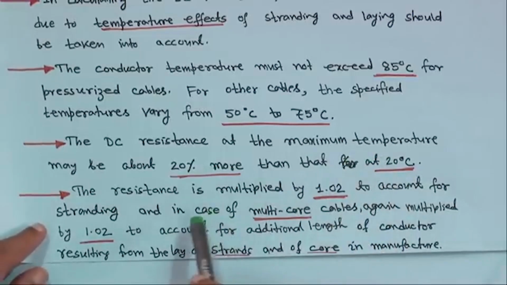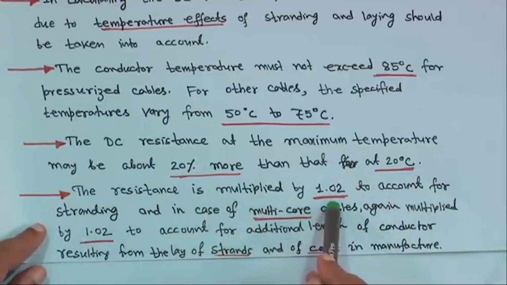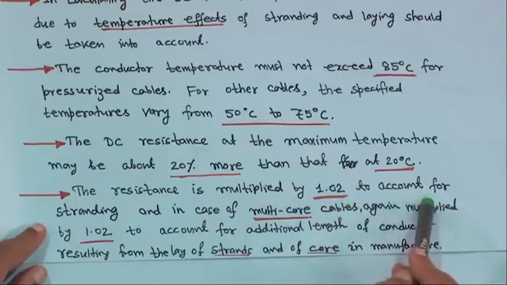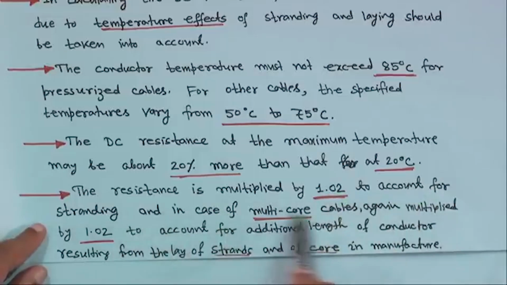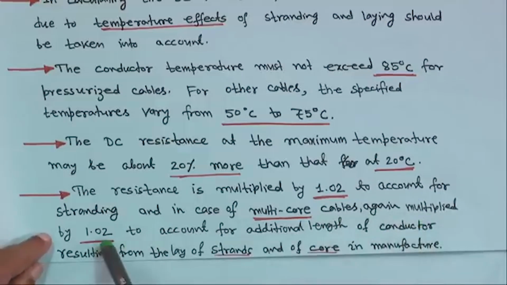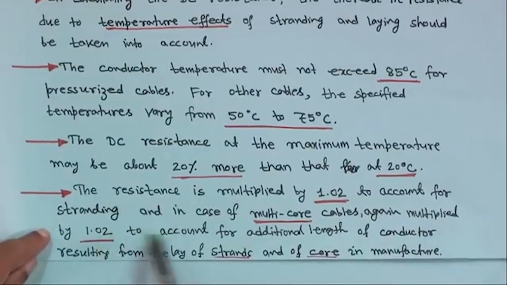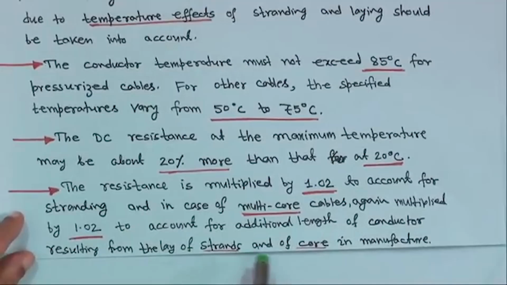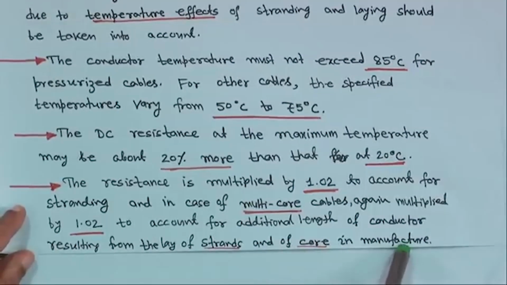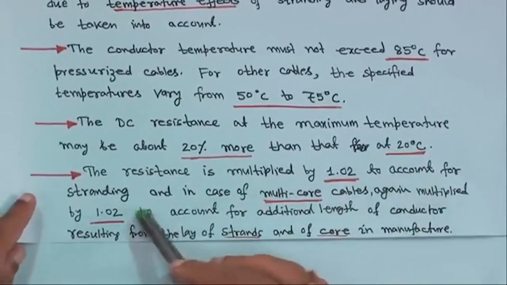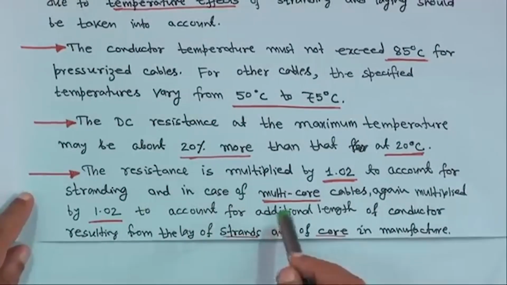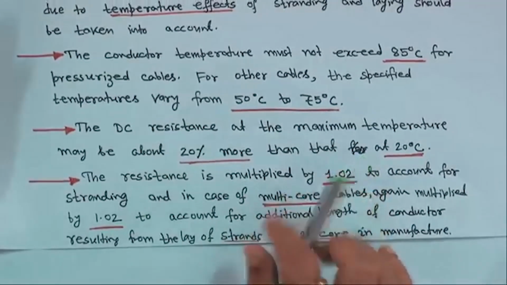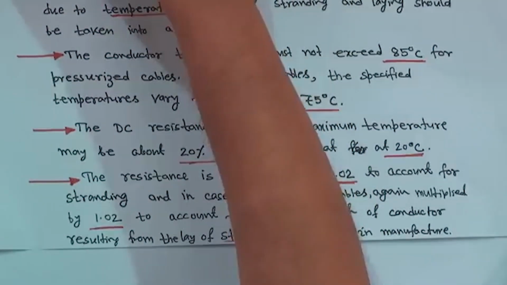The resistance is multiplied by 1.02, that means a 2% increase to account for stranding, and in the case of multi-core cables again multiplied by 1.02, that means a 2% increase to account for additional length of conductor resulting from the lay of strands and of core in manufacture. So you multiply by this 2%, and more or less you will get accurate values.